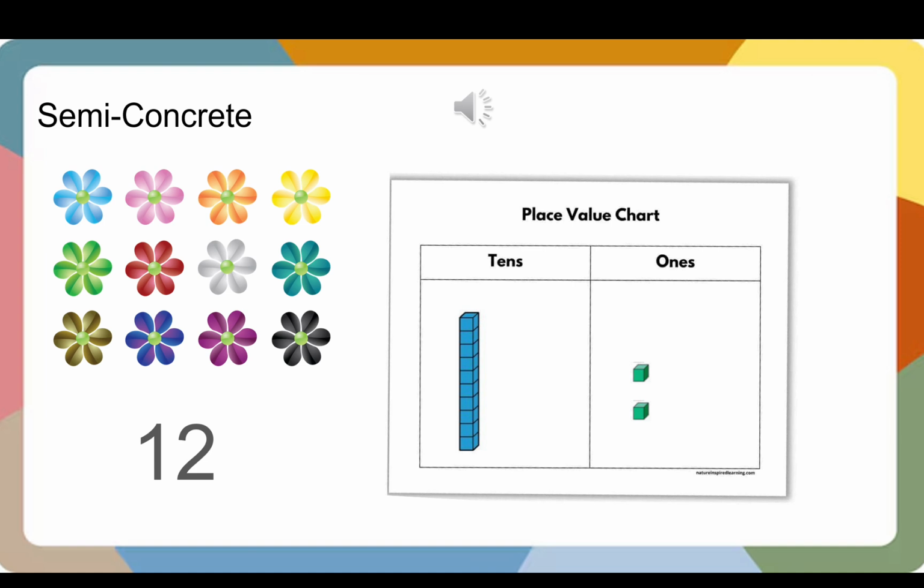For example, if the picture shows 12 flowers, students will draw one 10 rod in the tens column, because 10 flowers make one group of 10. Draw 2 unit blocks in the ones column for the 2 leftover flowers. This helps students see how the number 12 is made, 1 ten and 2 ones, and understand what each digit means based on where it's placed in the chart.